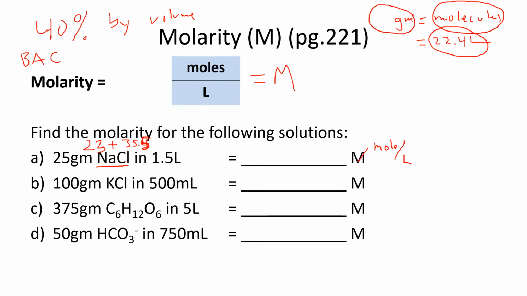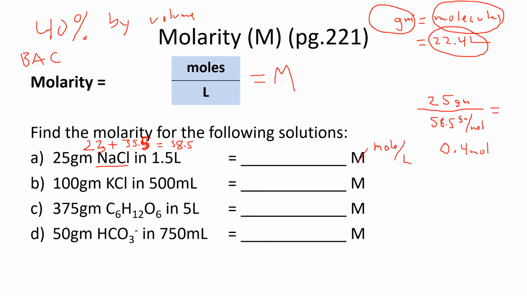So that's how much 1 mole weighs. But how many grams do we have? We only have 25 grams. We have to add the atomic masses together: 23 plus 35.5 is 58.5 grams per mole. So how many moles do we have? 25 divided by 58.5 is 0.4. That's moles. We're not done yet.